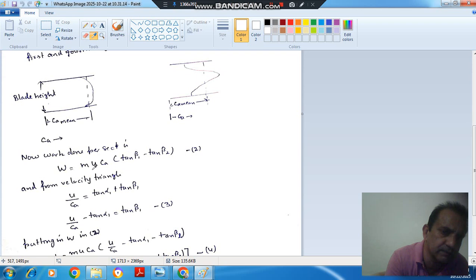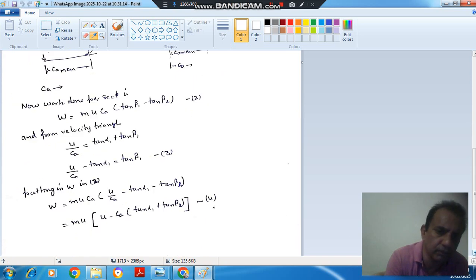Now the work done per second is W equals mu CA (tangent beta 1 minus tangent beta 2). From the velocity angles, U by CA equals tangent alpha 1 plus tangent beta 1, and U by CA minus tangent alpha 1 equals tangent beta 1. So putting in the value of tangent beta 1, W will be mu CA (U by CA minus tangent alpha 1 minus tangent beta 2), or mu [U minus CA (tangent alpha 1 plus tangent beta 2)].